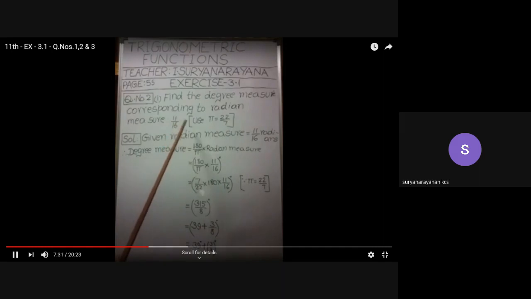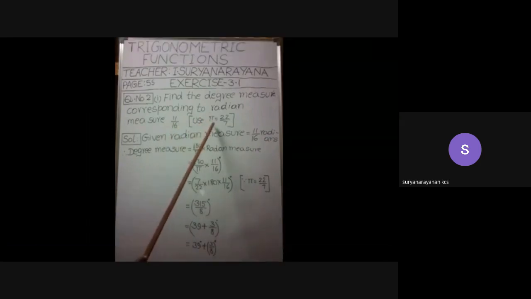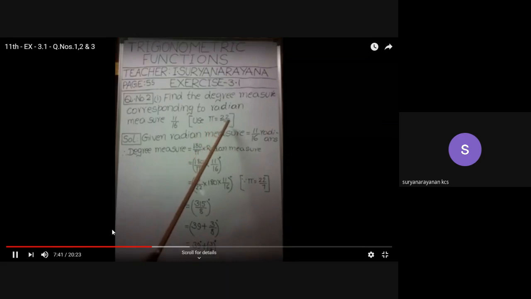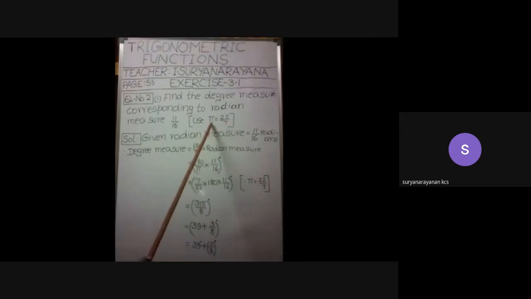Okay, my dear children. When converting this angle into degree measure, they have given a hint. What is this hint? Use pi is equal to 22 by 7. Wherever you get pi, we have to write 22 by 7. Understood this question, my dear children? Now, come to the solution part.